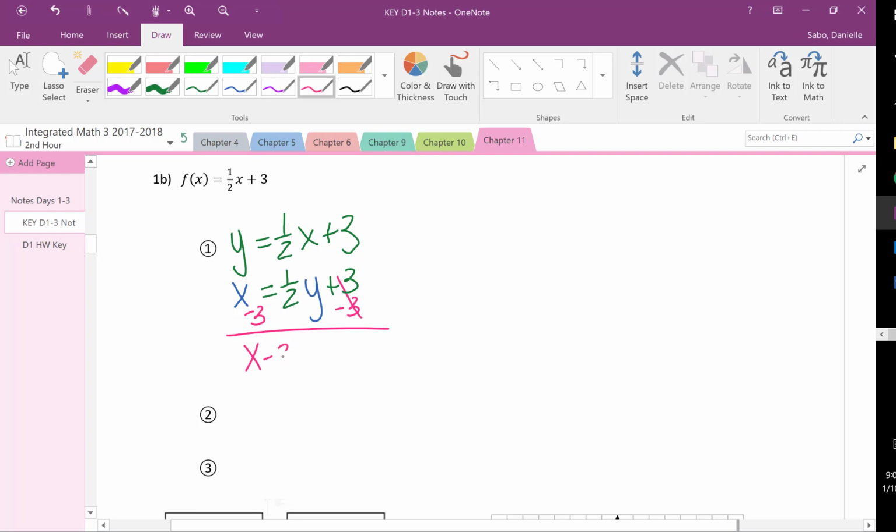And you got x minus 3 equals 1/2 y. Now, the way that I do this, I ask myself, again, the goal is to get y alone. Read it. Read math. I know it's kind of weird to think about. 1 divided by 2. The inverse of dividing is to multiply. So I'm going to multiply both sides by 2. But remember, when you multiply something that's more than one thing, like this situation here, you have to multiply them both.